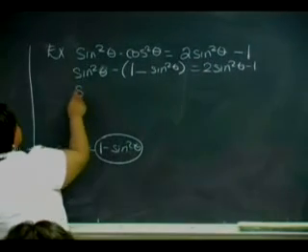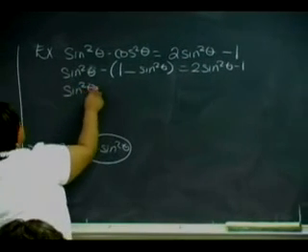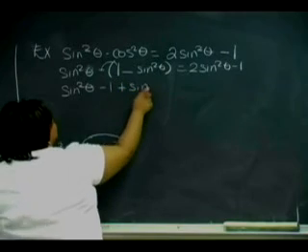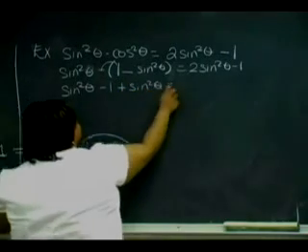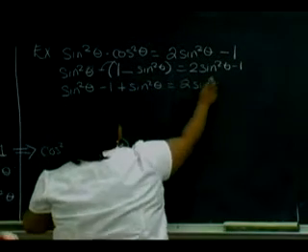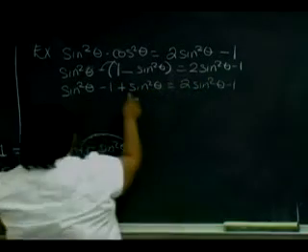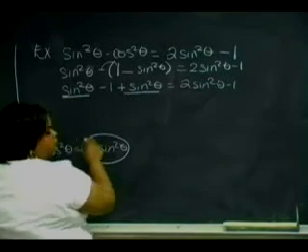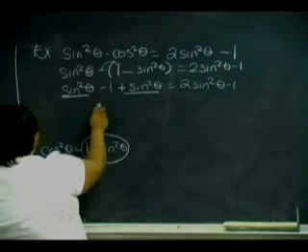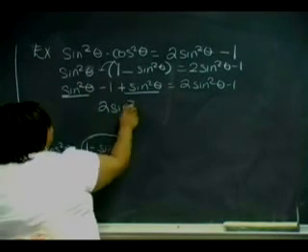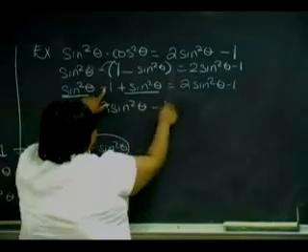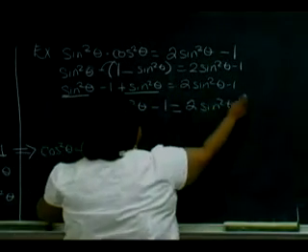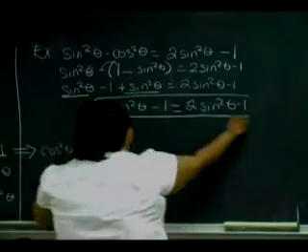Now what happens? I can distribute my negative to be negative 1 plus sine squared theta. I can combine like terms, sine squared theta plus sine squared theta. Two of those things, 2 sine squared theta minus 1 equals what? Equals 2 sine squared theta minus 1.